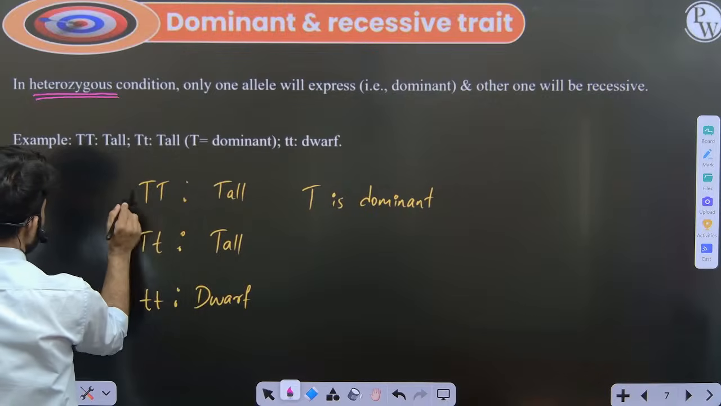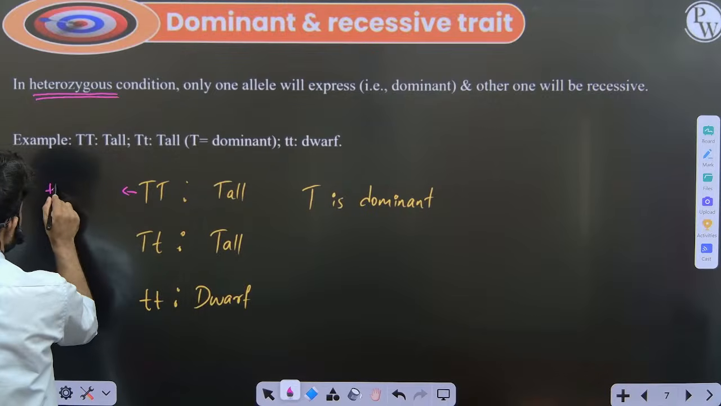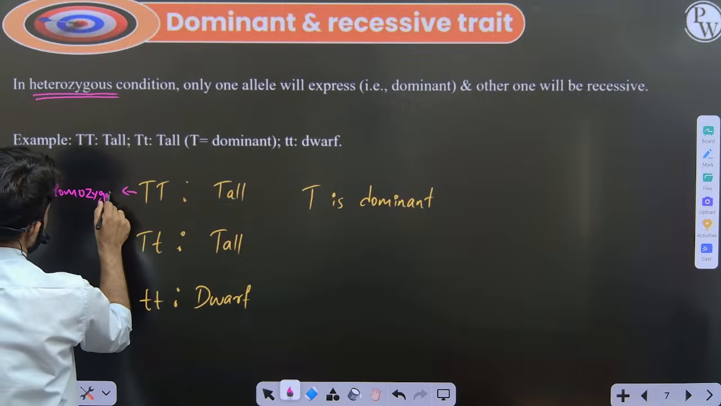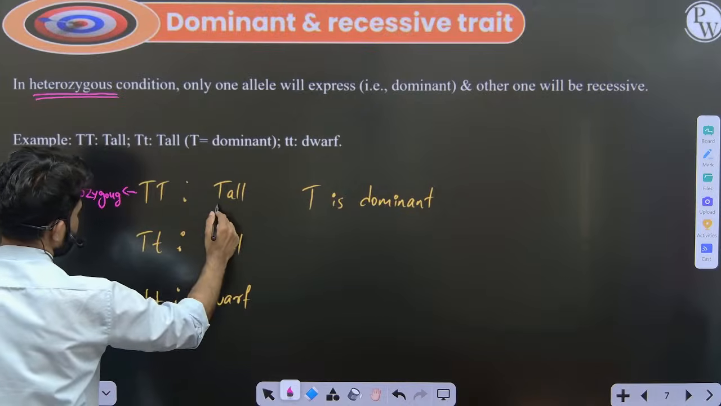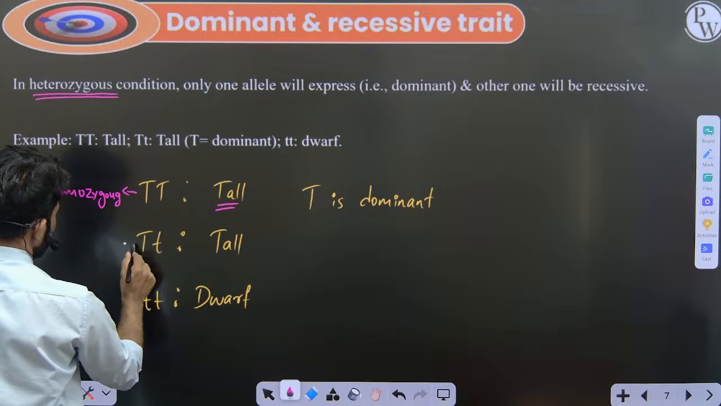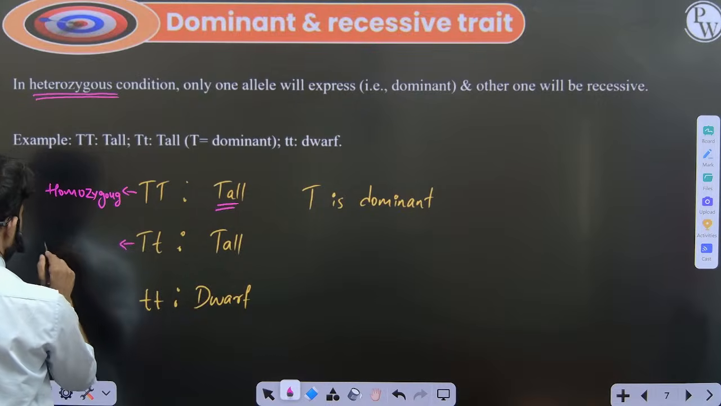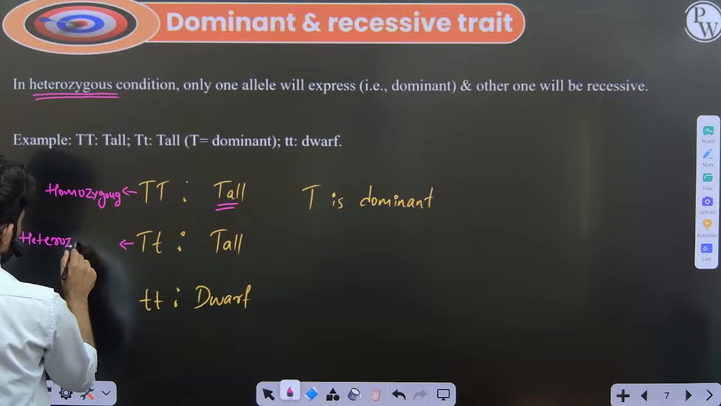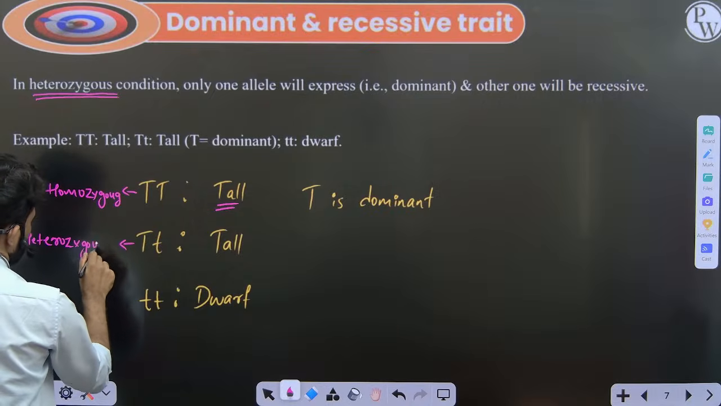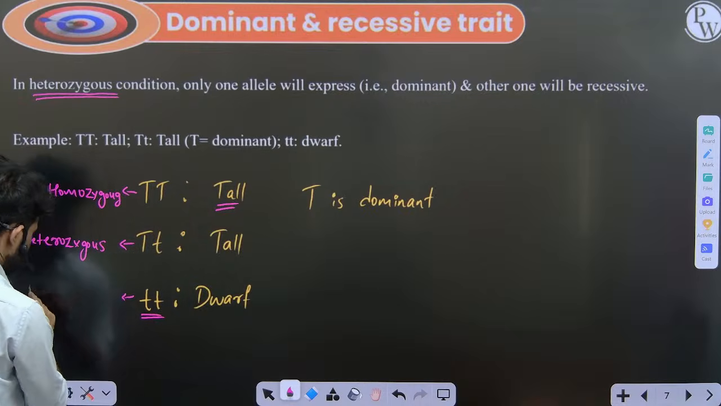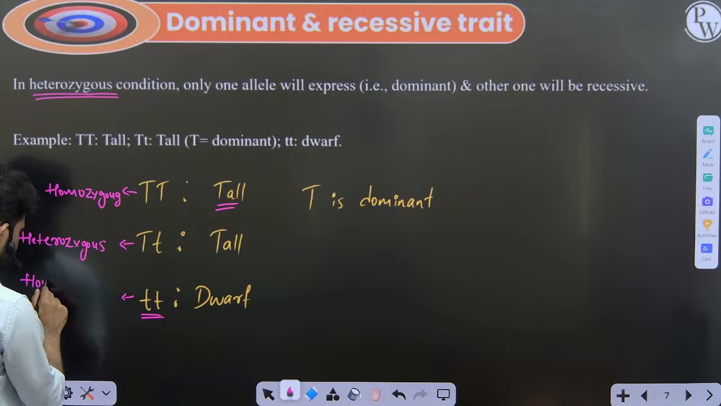Here it is capital T, so this is a homozygous allele pair of the character type tall. That is called homozygous tall, or pure tall. When it comes to capital T as well as small t, this is also tall, but it is heterozygous. Next one, this is also a homozygous condition, but it is a recessive one.